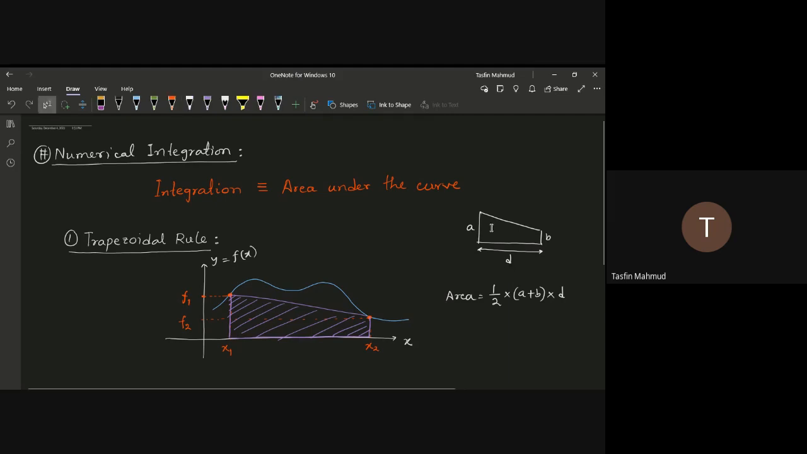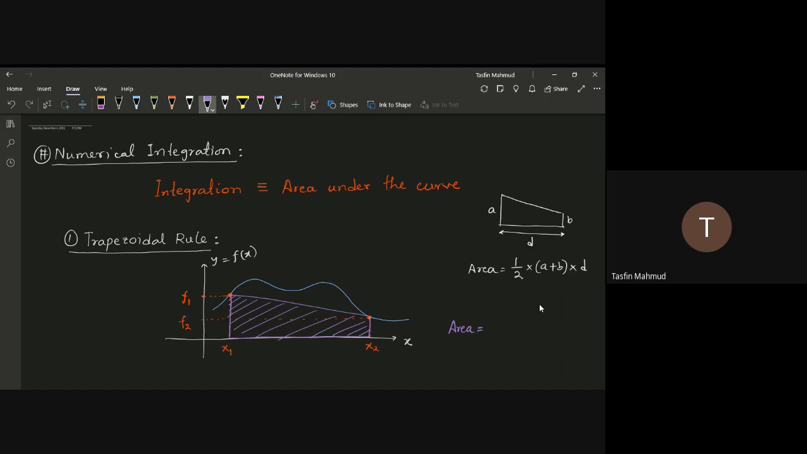Now if we implement this formula in our purple color trapezium, what will we get? If I want to calculate the area of this purple color trapezium, what is the length of this side? This is one parallel side, the left one. Can anyone say what the length of this side is? It is f1, right? The y value. So the length of this left side is its y value.